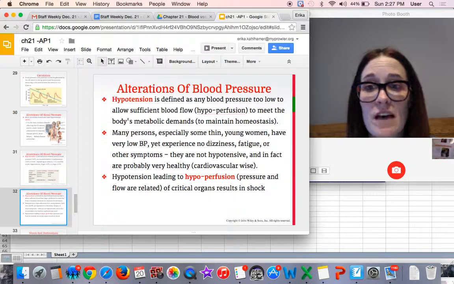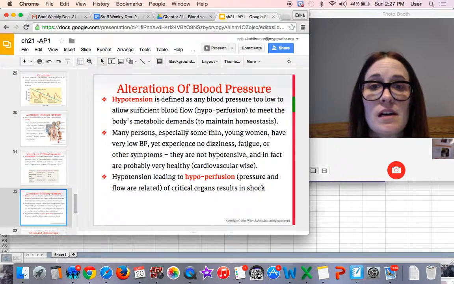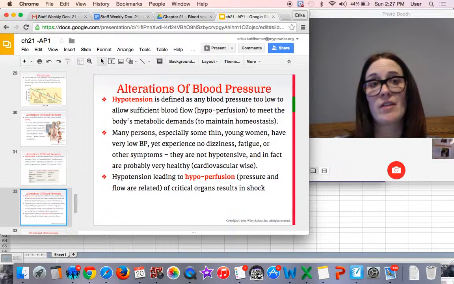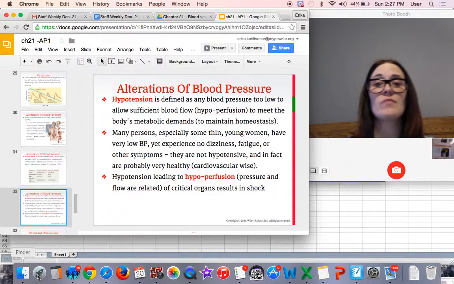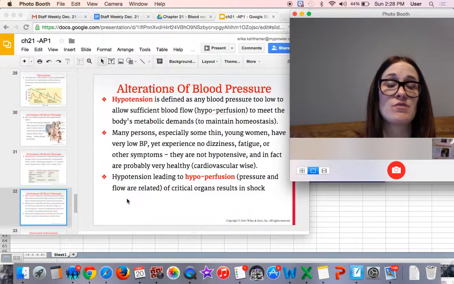There's also the opposite of that. Hypotension is where the blood pressure is too low. Now there's a difference between hypotension and just having low blood pressure. Hypotension is more serious, where essentially the body cannot meet its metabolic demands. It can cause dizziness, fatigue, and eventually can lead to loss of function in organs, resulting in shock.